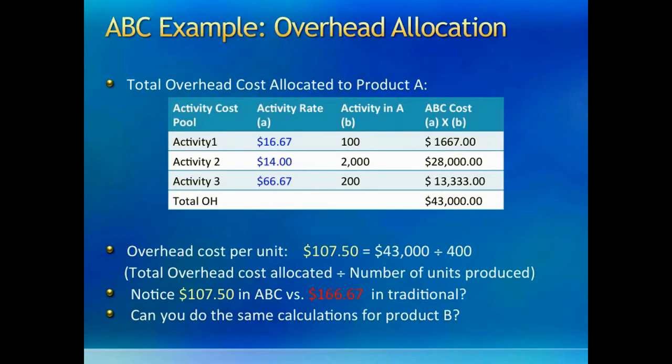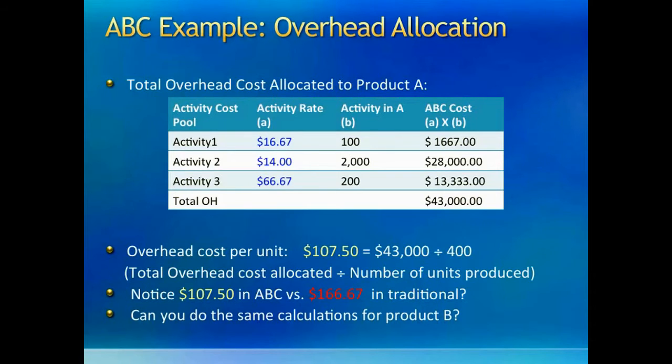Two questions come up. One is, why did this happen? And the second is, which of the two numbers is more accurate? The answer to the first question is hidden in the relative importance of direct labor hours as a cost driver. If you look at the original information given in the problem, you will notice that most of the overhead costs are not driven by labor hours.